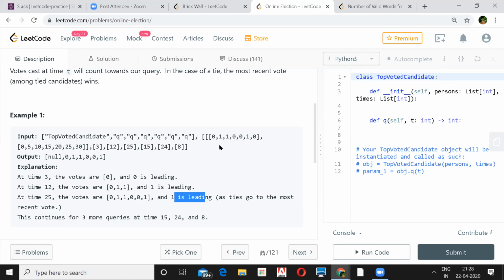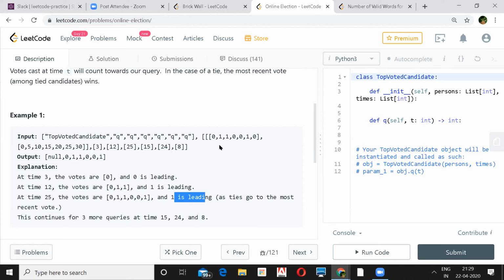I think every query can be done in log of n time. First we can pre-compute: at time 0 we have the first vote to the 0th candidate. At time 5 we have the vote count too, which means we can maintain an array of times and corresponding votes to the 0th candidate and the first candidate. When we have computed this, whenever we have a query for time t, we'll search in our new array that contains the votes.